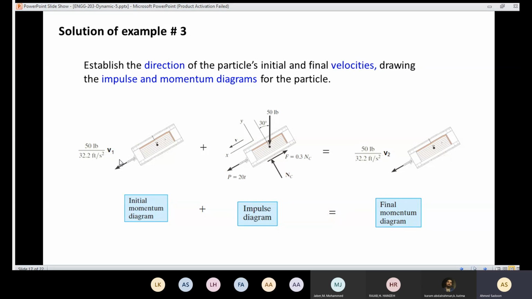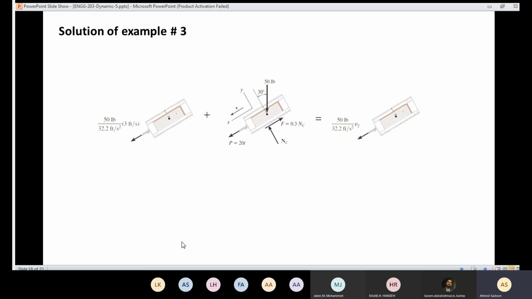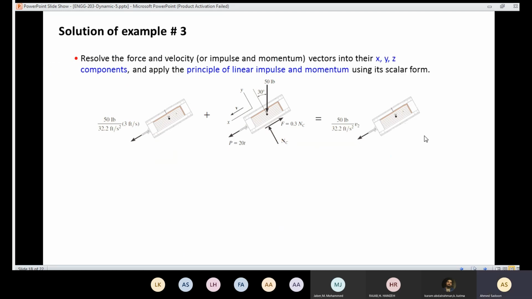Now I need to apply the principle of impulse and momentum. In order to do that, I am going to use the scalar components for that equation. So in order to use the principle of linear impulse and momentum, we are going to use the component into x.